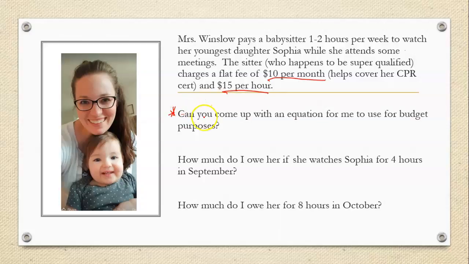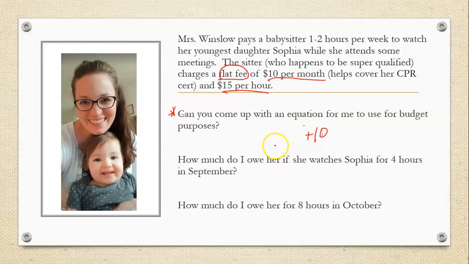So when we're trying to come up with an equation, you want to think, what is staying the same? What's going to be that constant value? Because whatever it is, we're just going to tack it on to the end of the equation. So what is never changing? That's going to be that $10 per month, right? I guess unless the sitter decides to up it, but it doesn't have any variables with it. That's a flat fee. That's another clue term here, flat fee. So we're going to add the 10 onto our equation.